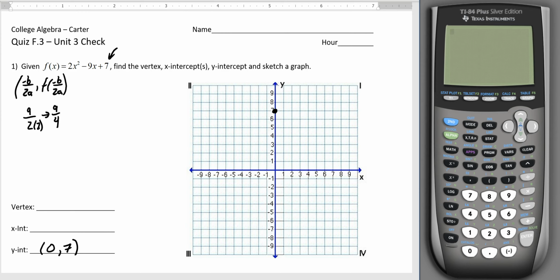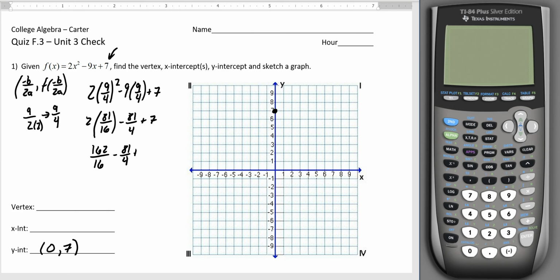To find the y value, I would plug in this here. It's 2 times 9/4 squared, minus 9 times 9/4, and then plus 7. Gross, right? So when I square this fraction, I'd get 81 over 16. 9 times 9 is 81 over 4, and then plus 7. 2 times 81 is 162 over 16, minus 81 over 4, plus 7.